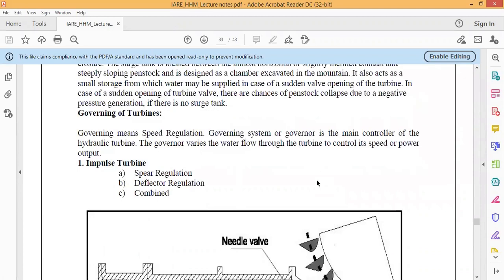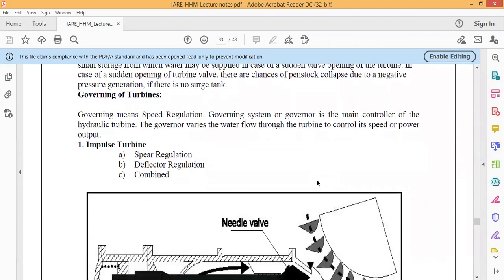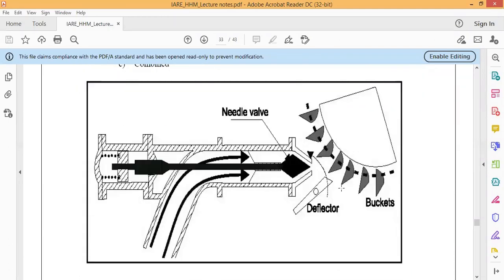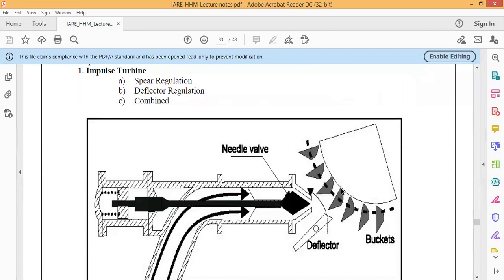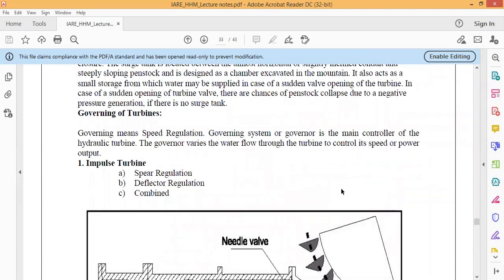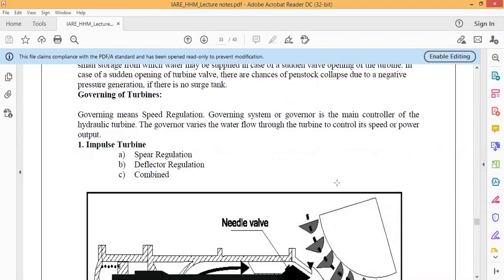Next we have governing of turbines. How it works, let's see some pictures. By means of these pictures we'll try to understand. So governing means speed regulation. The turbine should not be free to flow; it should be controlled in a controlled manner. So the governing system, or the governor, is the main controller of the hydraulic turbine. The governor varies the water flow through the turbine to control its speed or power output. So it is used to control the speed.